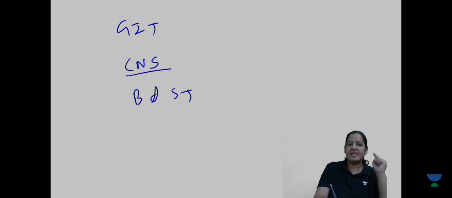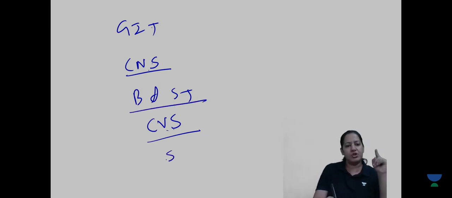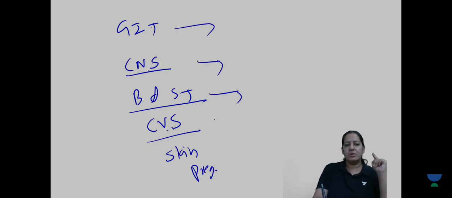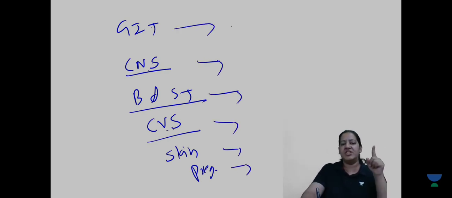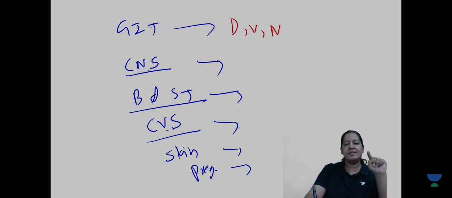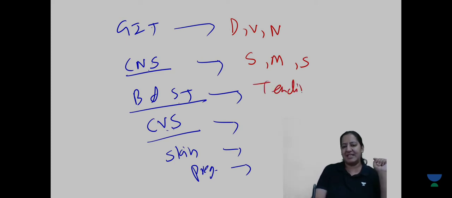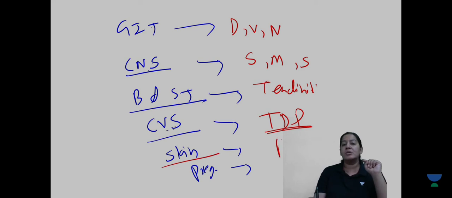So what I have told you, start with GIT, come on CNS, then come on bone and soft tissue. Along with CNS, learn CVS also. GIT, CNS, CVS, bone soft tissue, skin, and pregnancy. Now tell me the side effects inside them. In the GIT, it's diarrhea, vomiting, nausea. In CNS, it is sleep disturbances, mood disorders, seizures. In bone soft tissue, it is tendinitis. In CVS, it is torsades de pointes. In the skin, it causes phototoxicity. And in pregnancy, it is teratogenic.